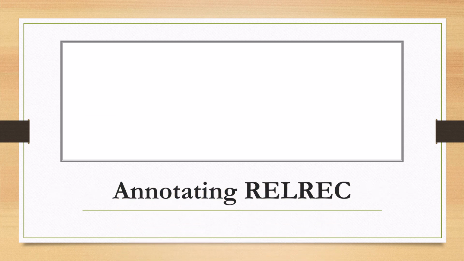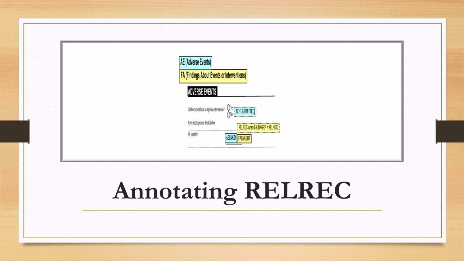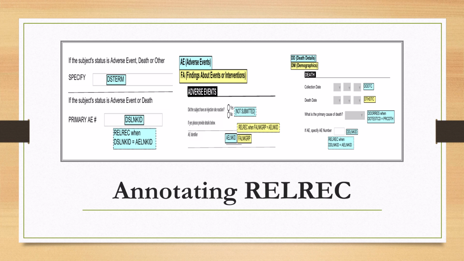Next is annotating the RELREC. When a form indicates a relationship between collected data, the annotation should indicate the collection as well as the RELREC relationship. In the example shown, the adverse events are collected on the adverse event CRF form, whereas the AE ID number is collected as the AE link ID. If a subject disposition, death, or findings about record is related to an AE, then the AE ID is also collected on those pages, thereby establishing a relationship between these records and the AE. The RELREC should be annotated using the convention RELREC when equals to indicate that relationship.